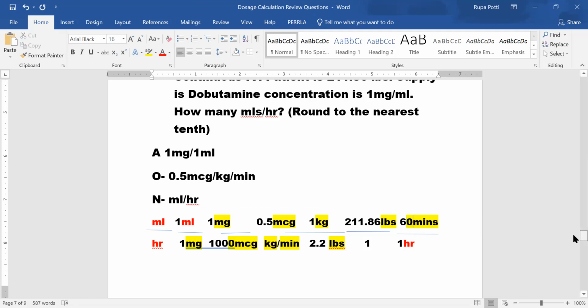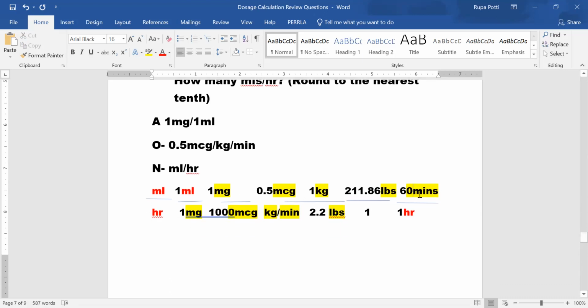Now you're going to multiply everything that is in the numerator, like 0.5 times 211.86 times 6. So you'll be getting 635.58. And when you multiply everything in the denominator, you will be getting 220. Once you do that calculation, you will get 2.88. And because you have to round it to the nearest tenth, you will get 2.9. And what are the units? ml per hour. So your answer will be 2.9 ml per hour.